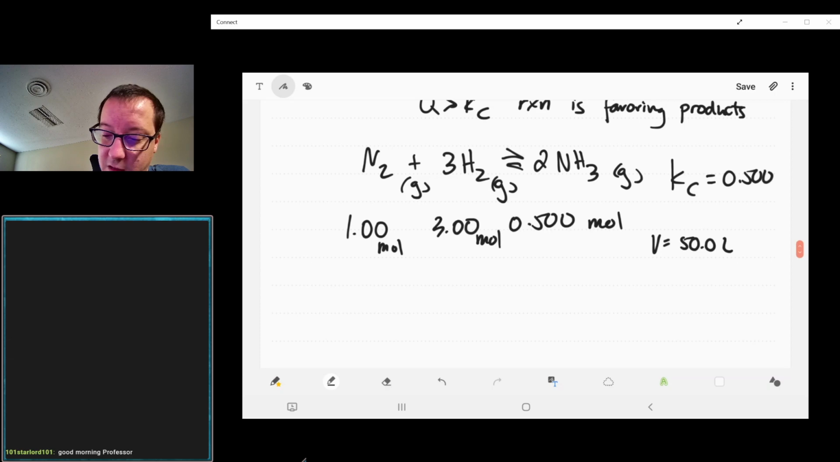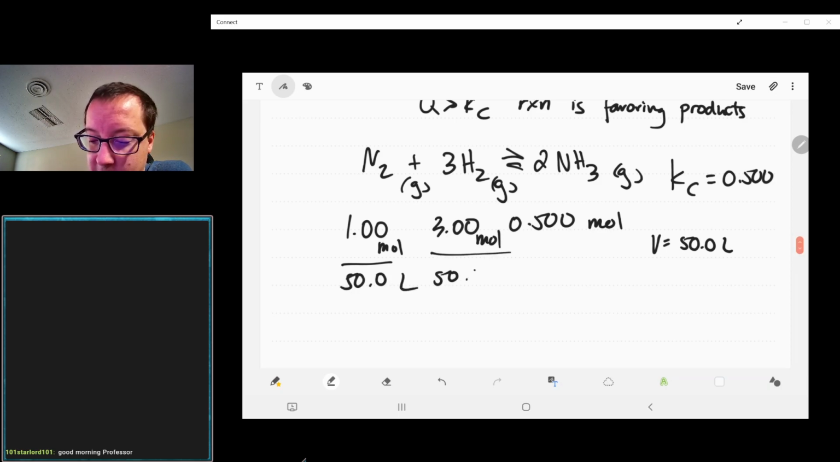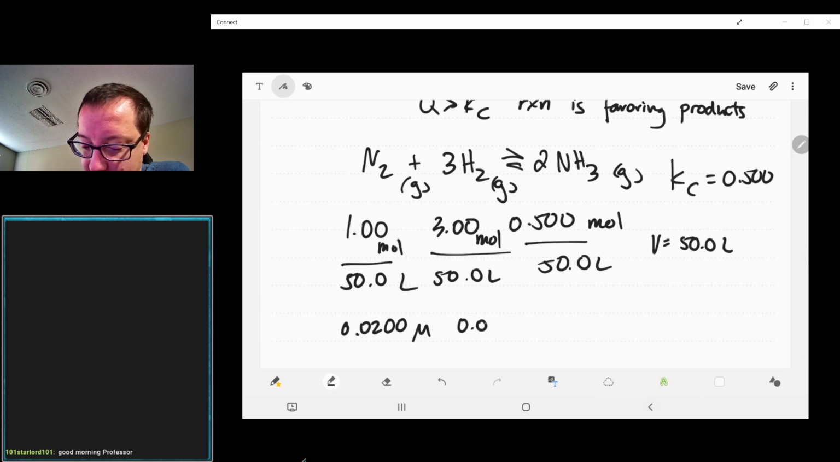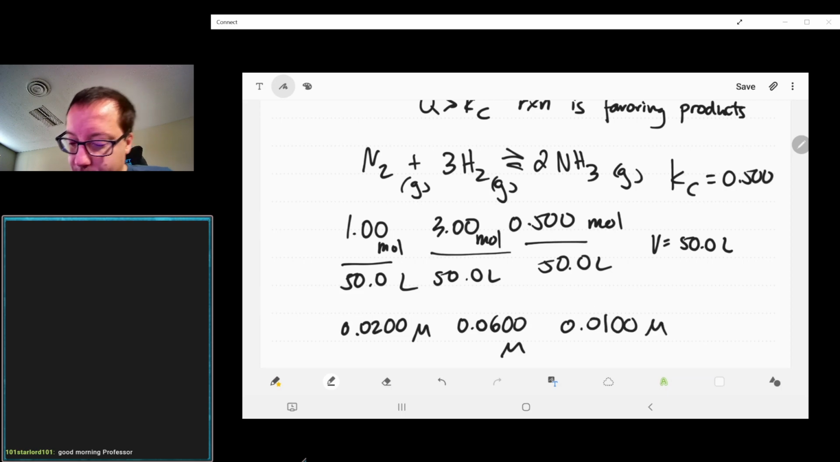So we have to use concentrations here. We can't use moles directly. So let's throw all these mole values into concentrations instead. If we do that, we get 1 over 50, 0.02, and then 0.06 molar, and then 0.01 molar.